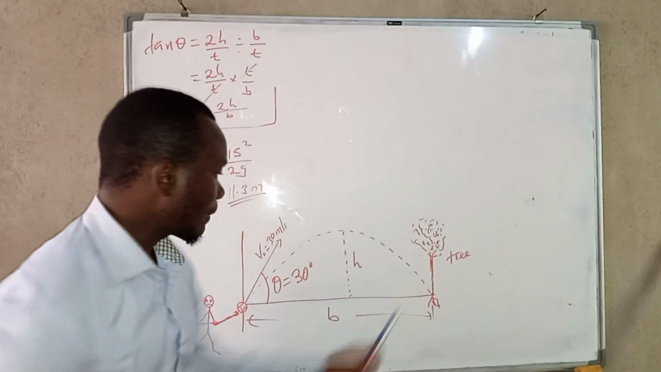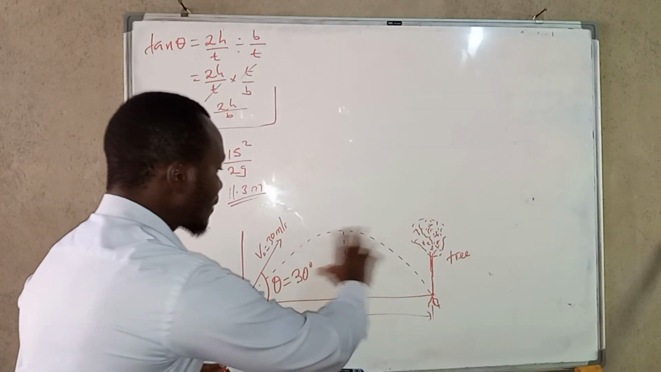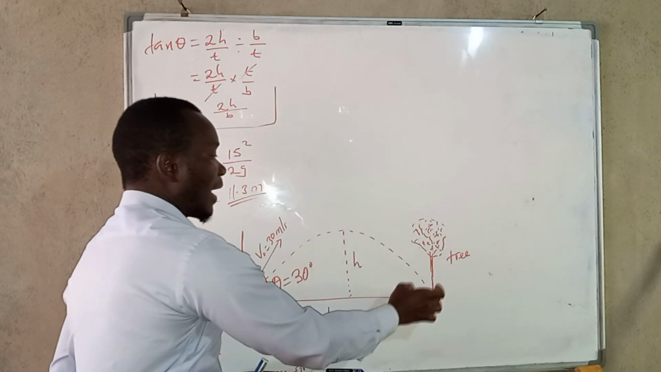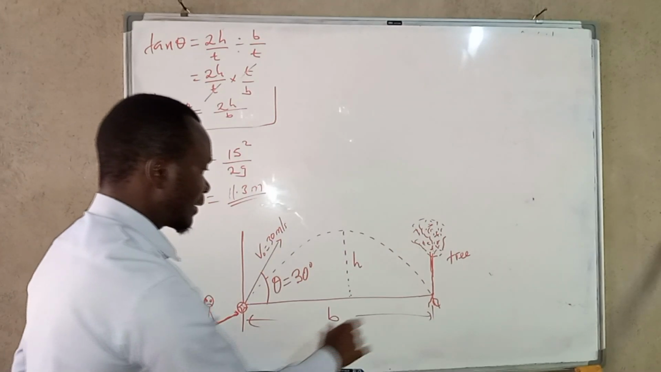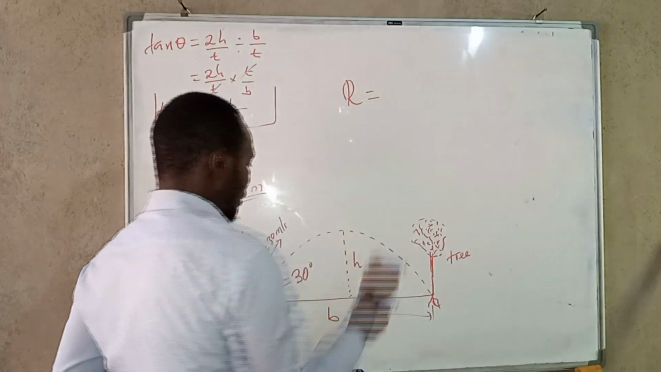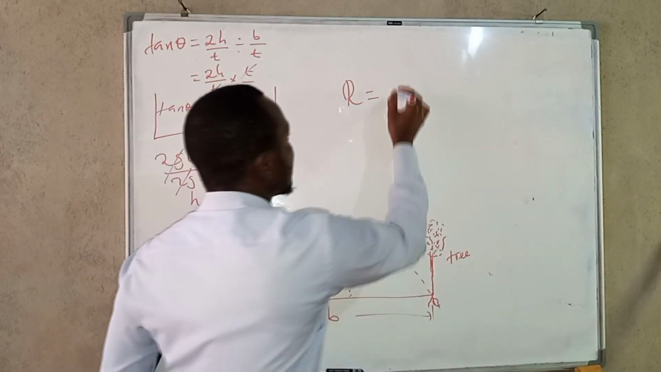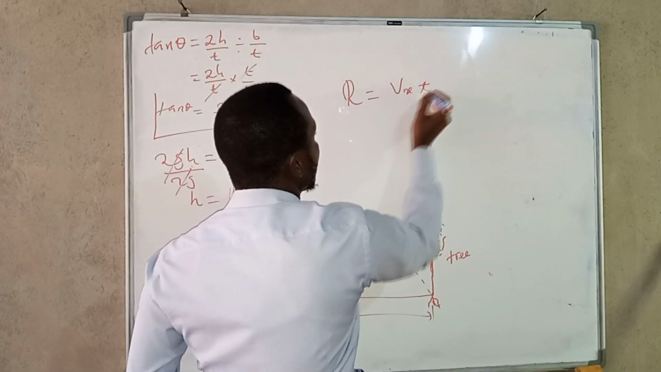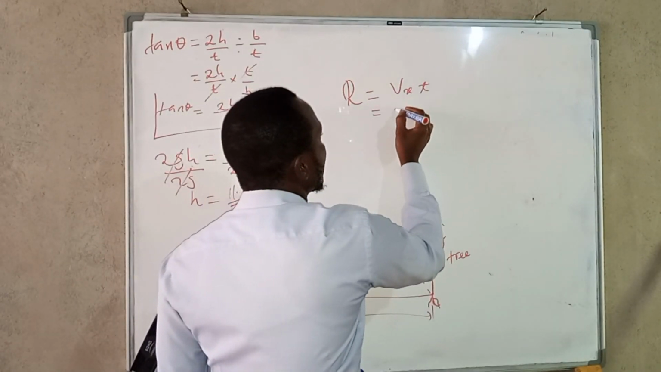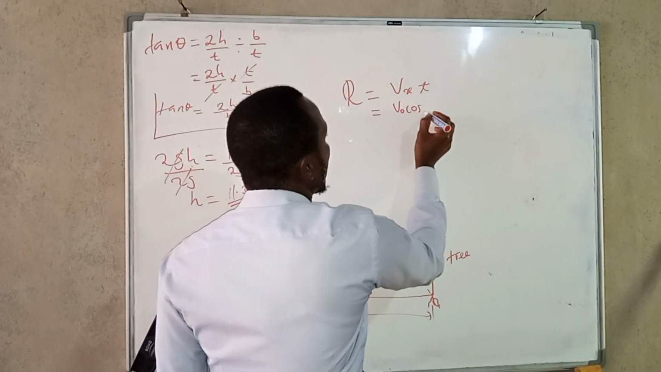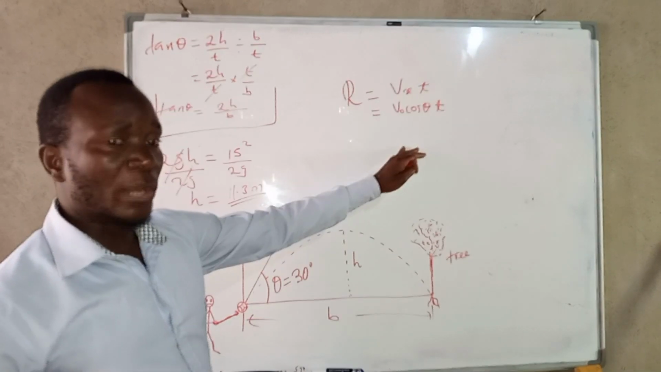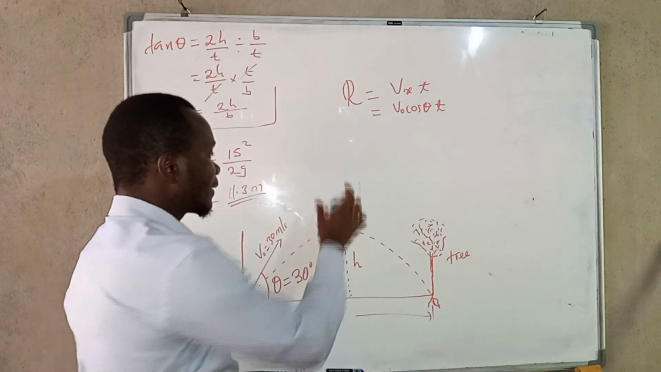For this tree, when the golf ball is not obstructed by the tree, we find this range. So range is equal to Vx t. But we know that Vx is given by Vo cos theta, then t. But we do not have t.